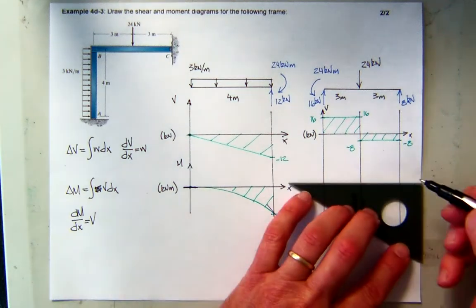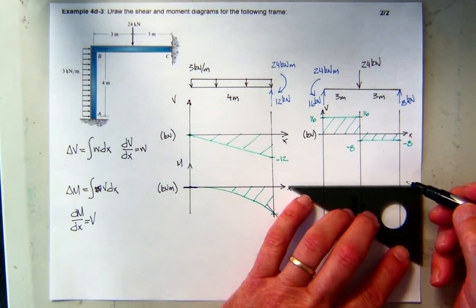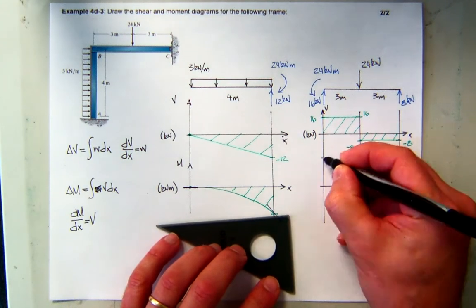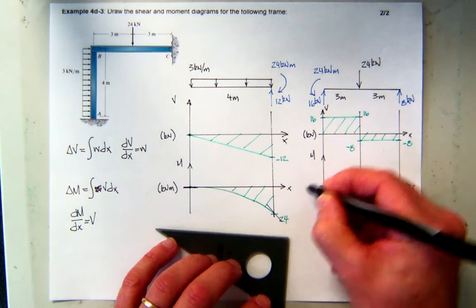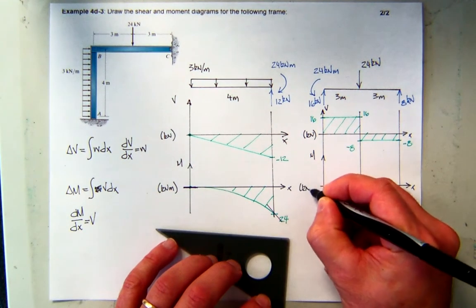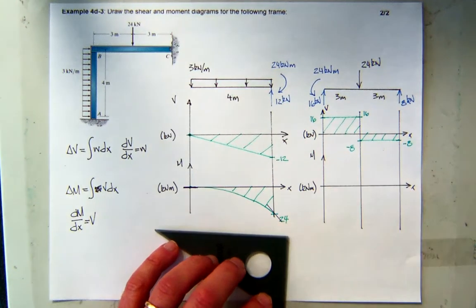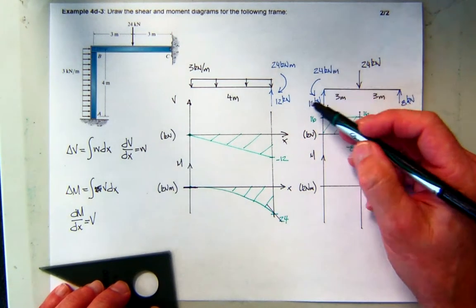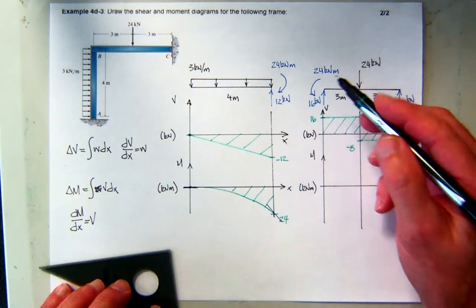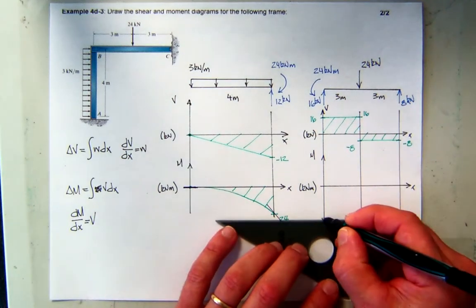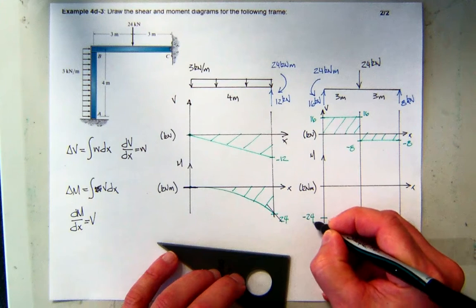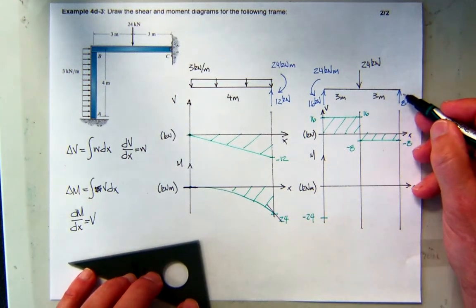So now let's do a moment diagram. Positive x. There's positive moment. Everything will be in kilonewton meters. What is the bending moment at B? What is this bending moment? Positive or negative? Negative 24. What is the bending moment at C?